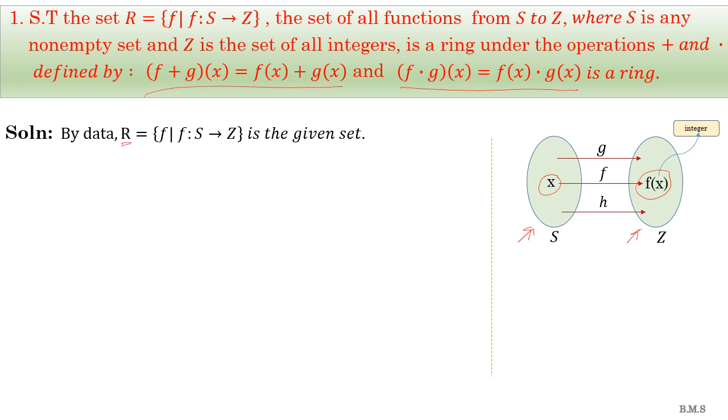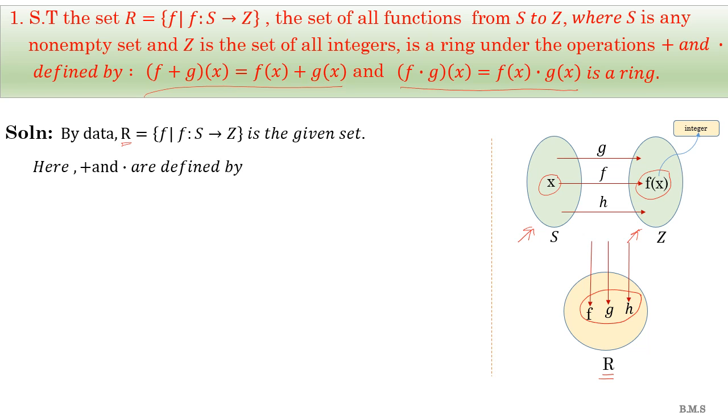You take all these functions f, g, h and so on and consider another set R, which contains these functions as its elements. Therefore, R is defined like this. This is actually the given set R, which contains f, g, h, like that. All these are functions from S to Z. This is how R is defined.